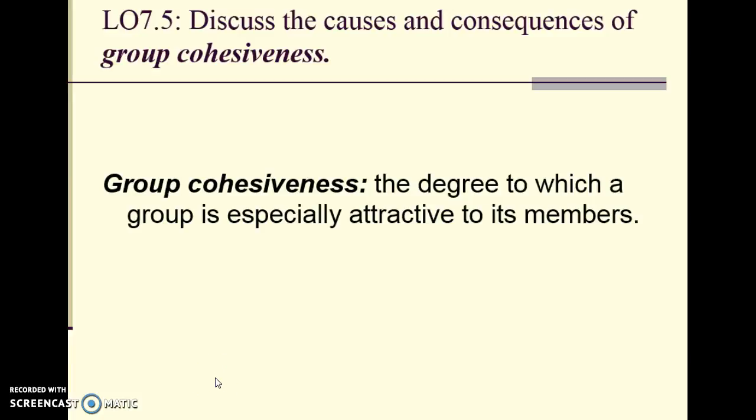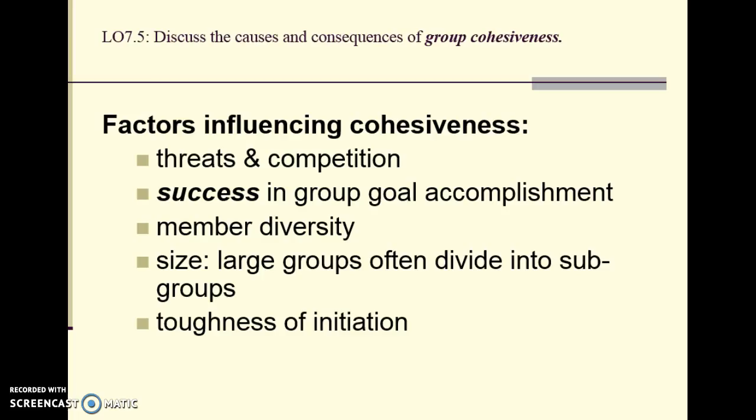Good. Second part of these slides for Chapter 7. Learning objective number 5: discuss the causes and consequences of group cohesiveness. Group cohesiveness is the degree to which a group is especially attractive to its members.